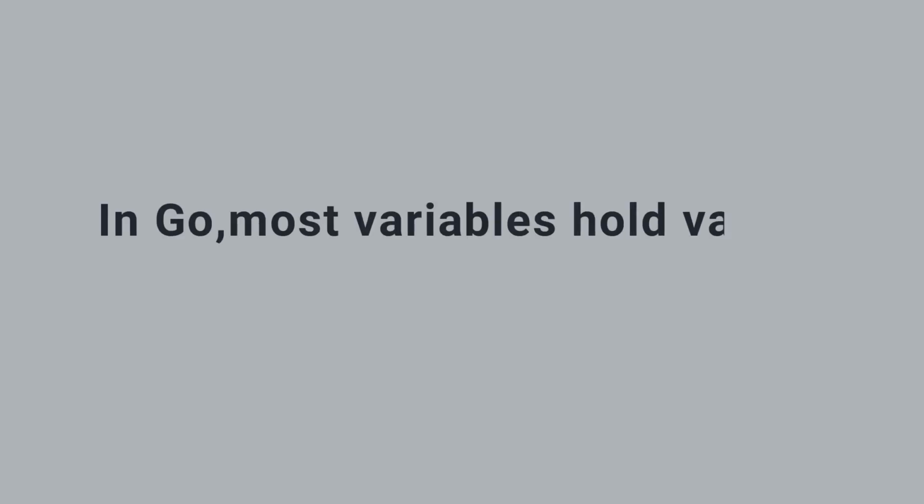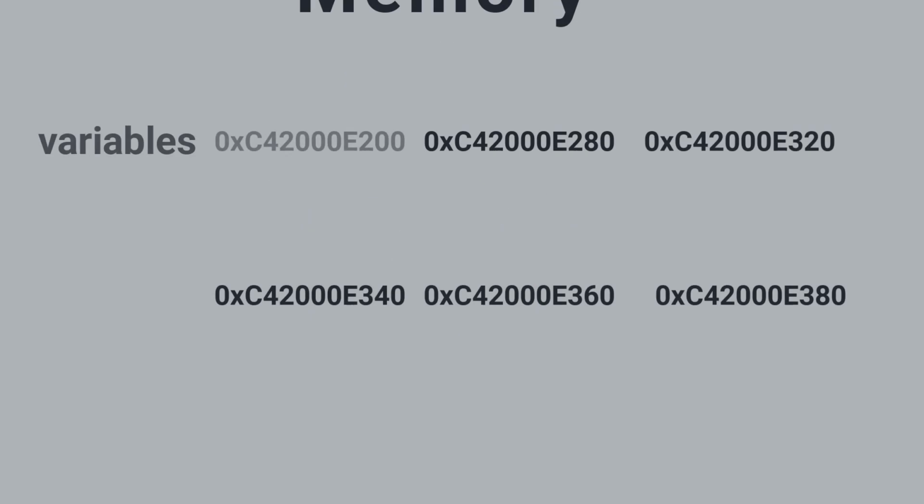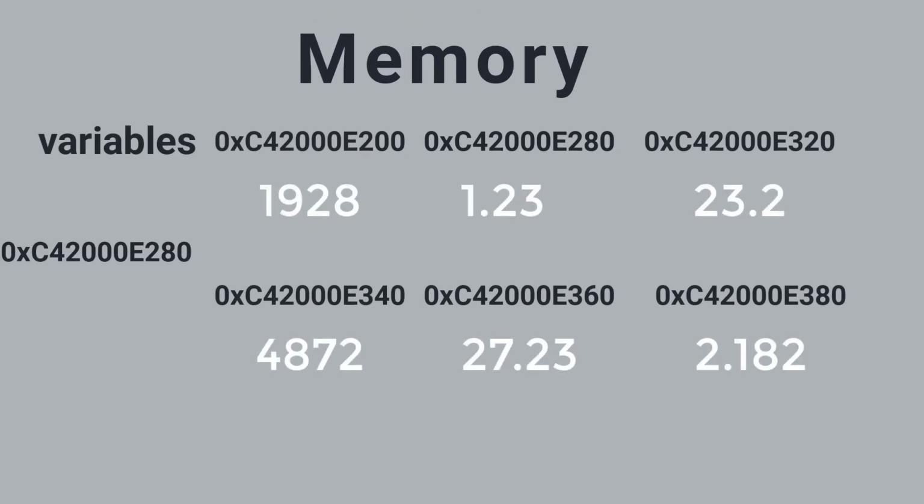In Go, most variables hold values directly. So if we assign a value 1.23 to a variable, then for all intents and purposes, that's the value the variable holds, 1.23. However, it's also possible to create a pointer to a value. Pointers point to a value in memory. That is, pointers are a value that gives the address of another value elsewhere in memory.